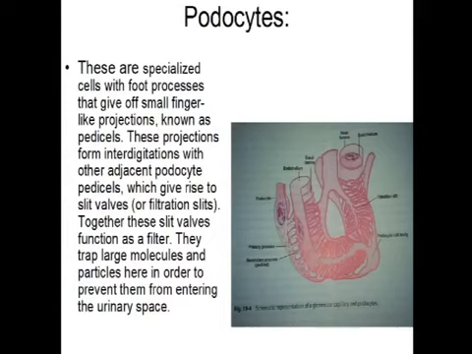So these are specialized cells with foot processes that give off small finger-like projections known as pedicels. These projections form interdigitations with other adjacent podocyte pedicels, which give rise to slit valves or filtration slits. Together these slit valves function as a filter. They trap large molecules and particles in order to prevent them from entering into the urinary space.